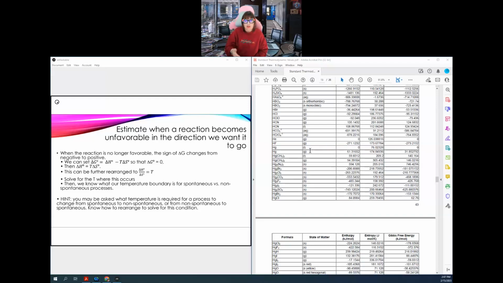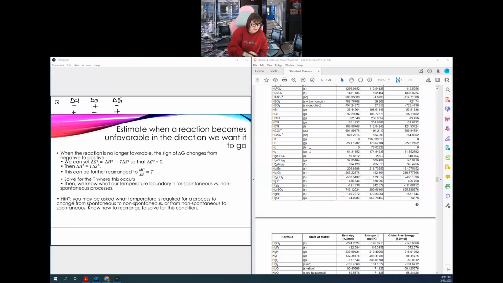And we have some reactions that are always spontaneous. And that's when our delta H is negative and our delta S is positive. Then our delta G is always negative, and therefore it's always spontaneous. If my delta H is positive, my delta S is negative, then my delta G is always positive, and therefore that is never spontaneous as written. We have to flip it to get it to be spontaneous.